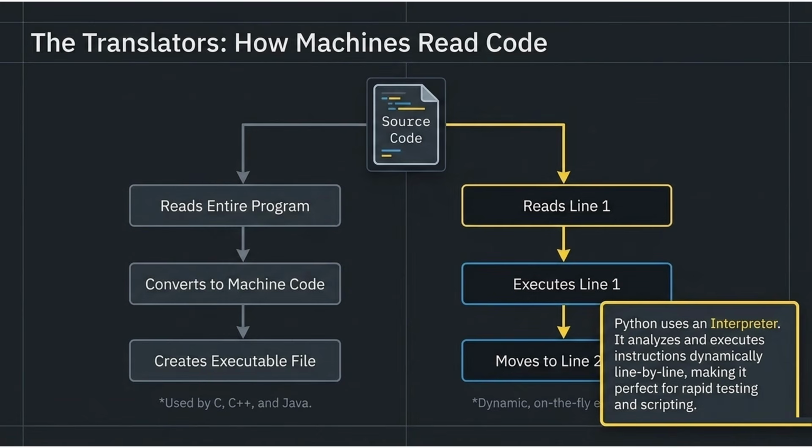When you hit run on a Python program, the interpreter reads the very first line, analyzes it, executes it instantly, and then smoothly moves right on to the next line. This is actually why Python is often called a scripting language. This line-by-line execution makes Python incredibly dynamic. It's fantastic for testing your code quickly because you don't have to sit around waiting for the entire program to compile every single time you make a tiny little tweak.